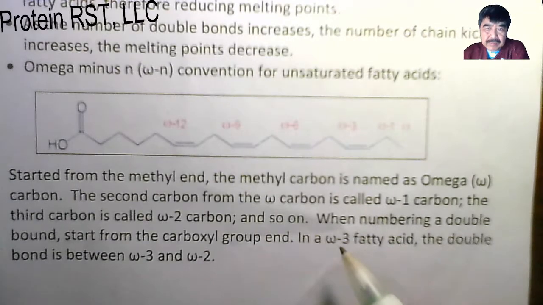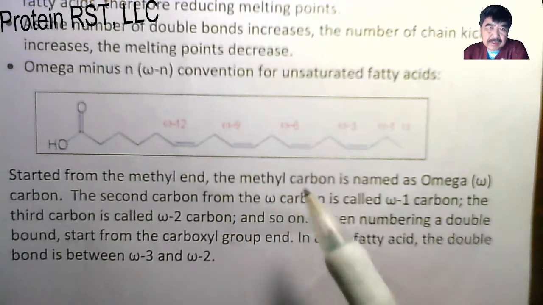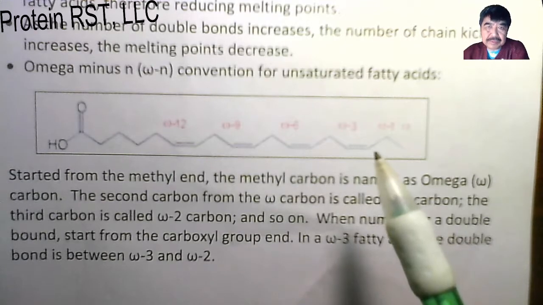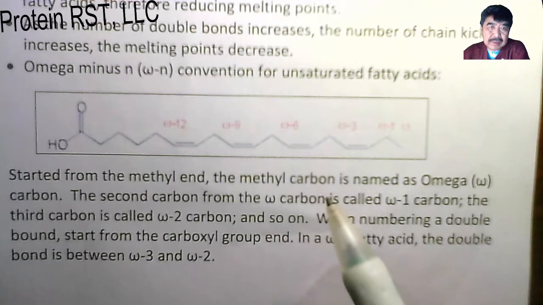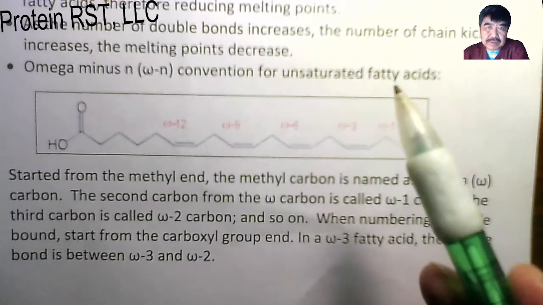In an omega minus 3 double bond fatty acid, the double bond is between omega minus 3 and omega minus 2. This is the omega minus n convention for unsaturated fatty acids.